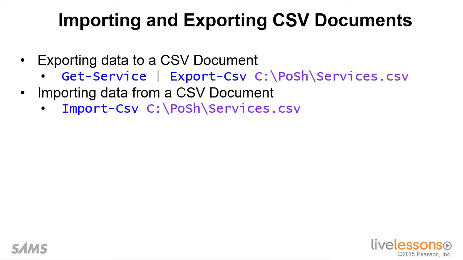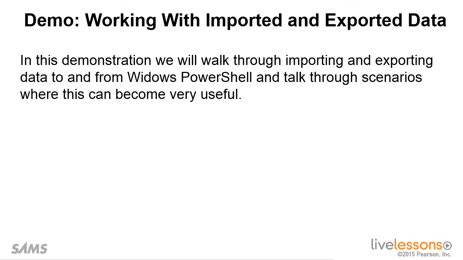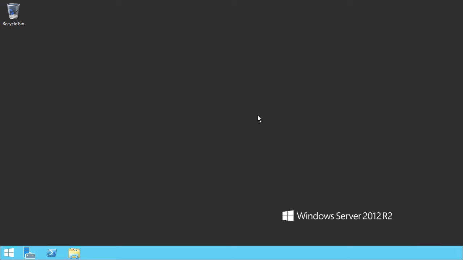On the reverse, importing that CSV is just as easy. The nice thing about working with CSV documents in PowerShell compared to XML is that CSV documents don't have different standards and it is simply either comma separated or not. So let's take a look at this demonstration where we will be working with imported and exported data. We are going to open up Windows PowerShell on DC1.